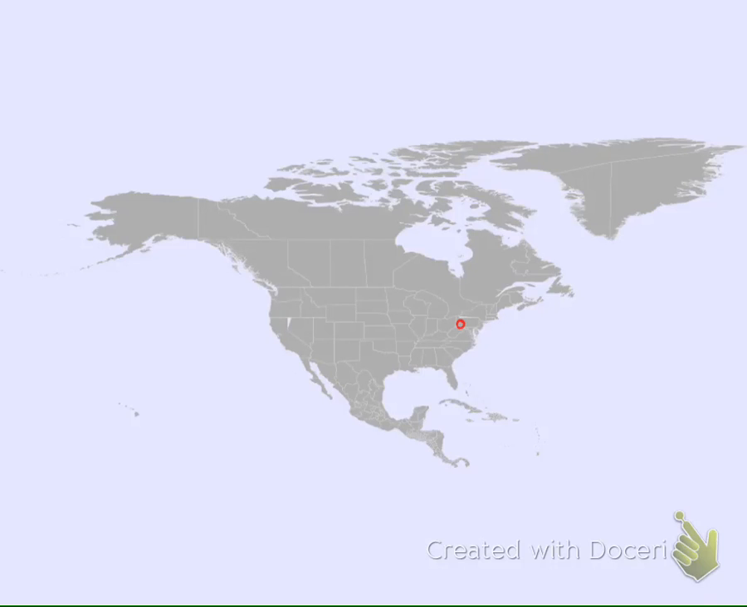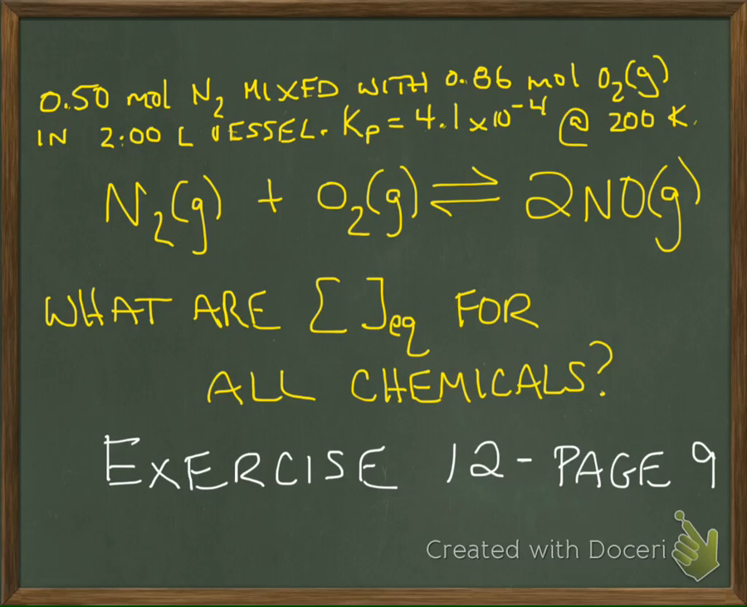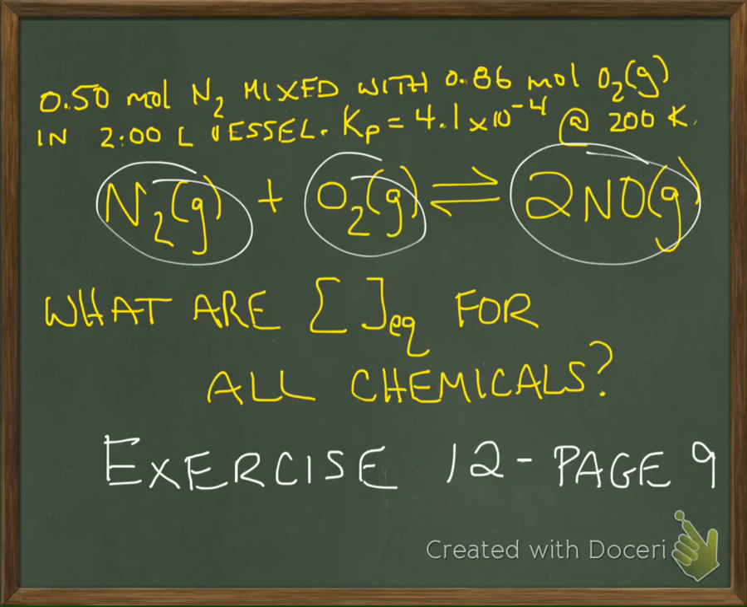Moving on to the problem at hand, we are looking at exercise 12 on page 9. And as you can see here, I wrote out the equation again. If we have half a mole of nitrogen gas mixed with 0.86 moles of oxygen gas in a 2-liter vessel, and I have the Kp, which is the equilibrium constant for pressure, at 4.1 times 10 to the negative fourth at 200 Kelvin, what are my equilibrium concentrations for all of the chemicals? So all chemicals being the nitrogen, the oxygen, and the nitrogen monoxide.